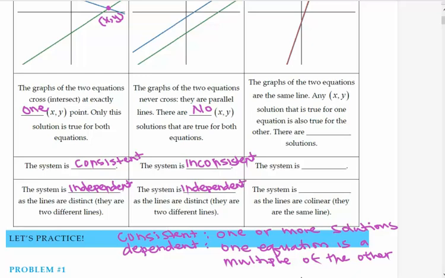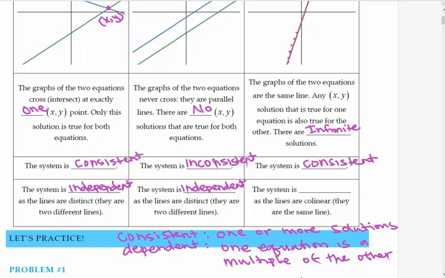And then this last one, when we have a line on top of the other line, the graphs of the two equations are the same. Any solution that is true for one is also true for the other. There are infinite solutions on this one because lines are made up of points, so every single point would be a solution. This system is consistent because consistent means one or more solutions, and infinite is definitely one or more.